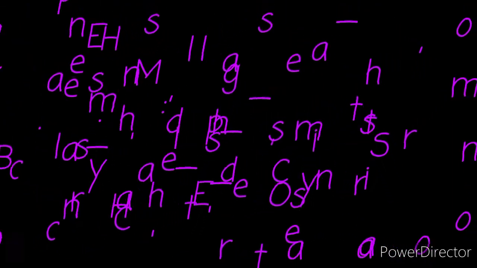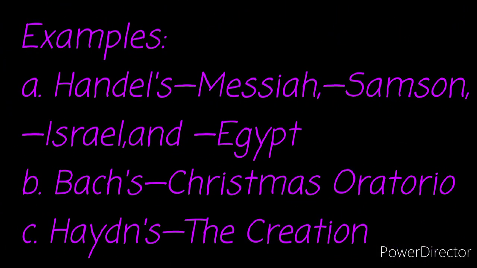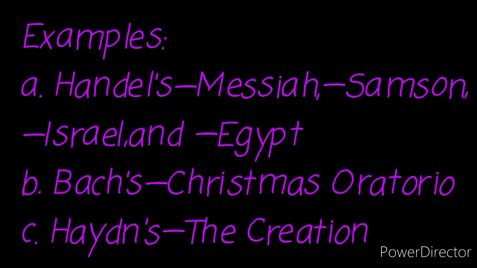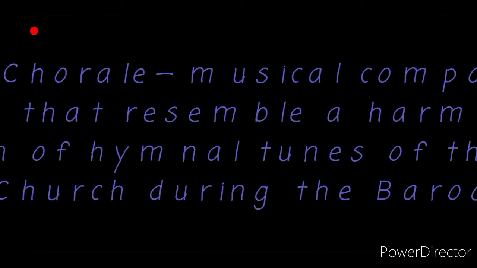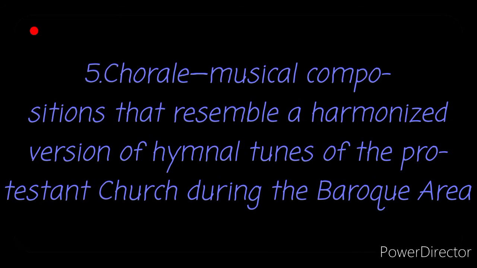Examples of oratorio are Handel's Messiah, Samson, Israel in Egypt, Bach's Christmas Oratorio, and Haydn's The Creation. Number 5. Chorale. Music compositions that resemble a harmonized version of hymnal tunes of the Protestant church during the Baroque era.